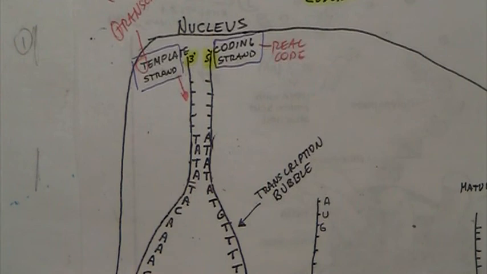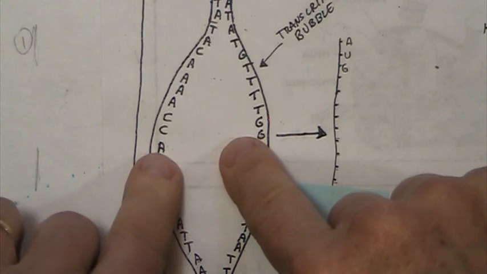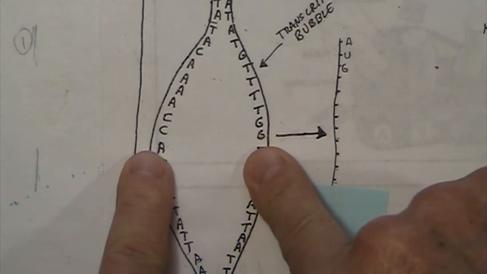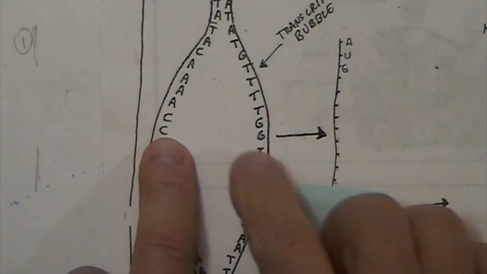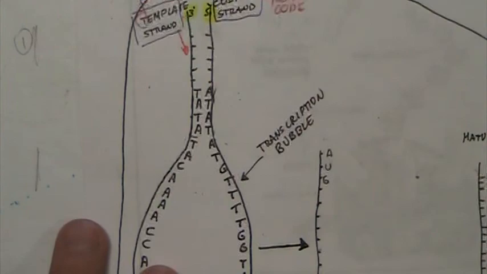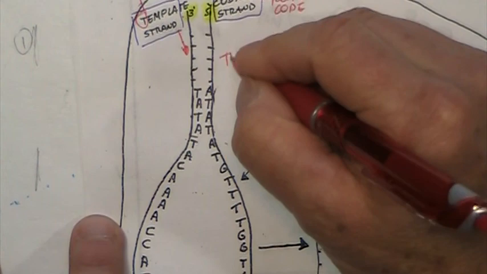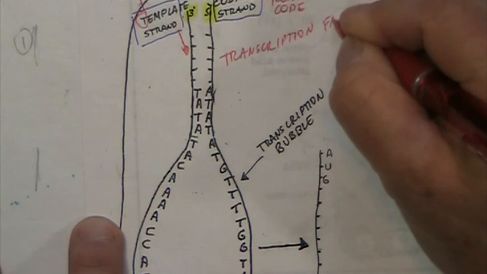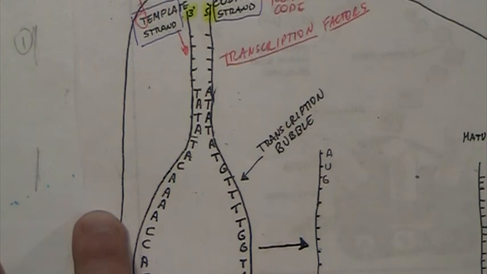And this enzyme is gonna open the DNA, just like you see here, and create a transcription bubble. Another bubble, but this one is a transcription bubble. So RNA polymerase does that. You are also gonna need something called transcription factors. Let's write them up. Transcription factors. What are transcription factors? Transcription factors are proteins that regulate or signal which genes have to be transcribed.